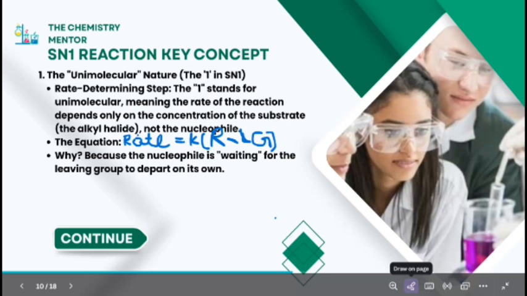For example, you can see the example of reactions that we have discussed in our previous slides. Formation of the tertiary carbocation is the slow step. The rate depends only on the substrate. Water attacks quickly after that, and there will be no effect on the rate.